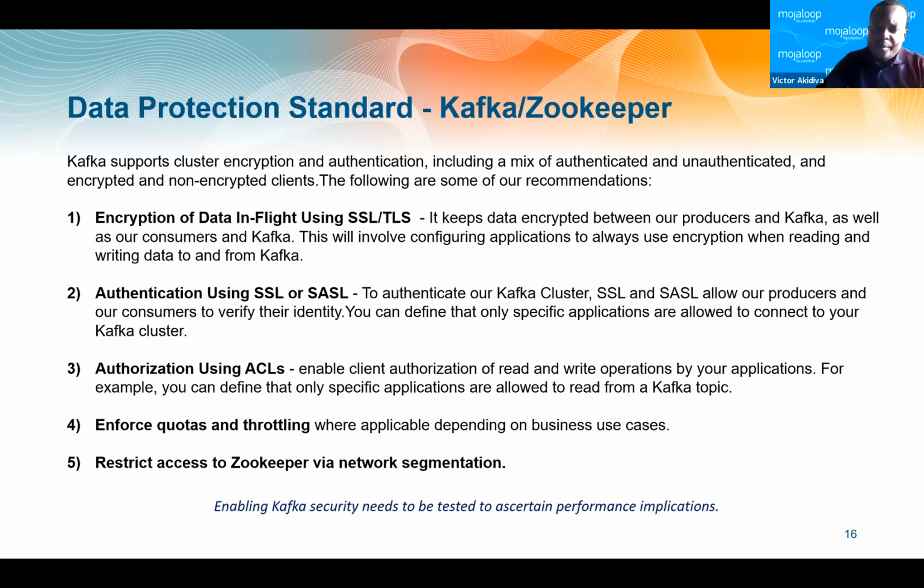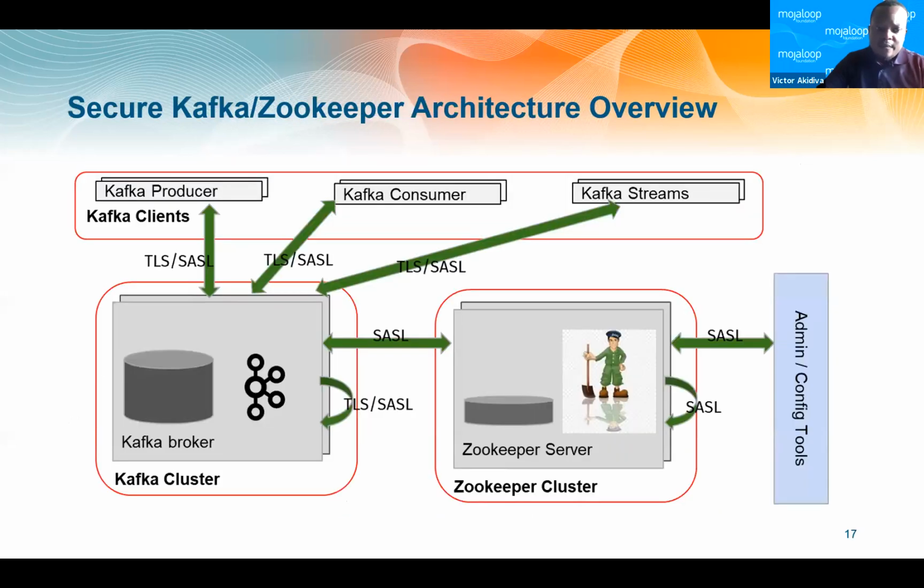And then from a performance perspective, we need to look at enabling quotas and throttling. This is to just fine tune the performance within a very busy environment. And then finally, Zookeeper being the config manager needs to be isolated within the management network, and most standard network implementations should have segregation for the management platforms for all their services. Next, please. We have here a typical standard secure Kafka Zookeeper architecture.